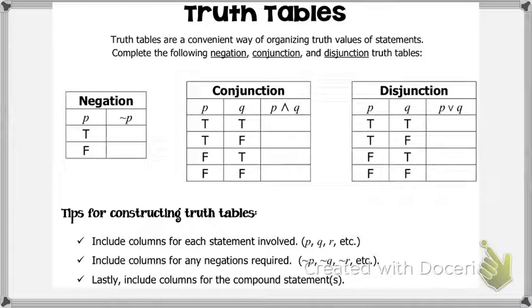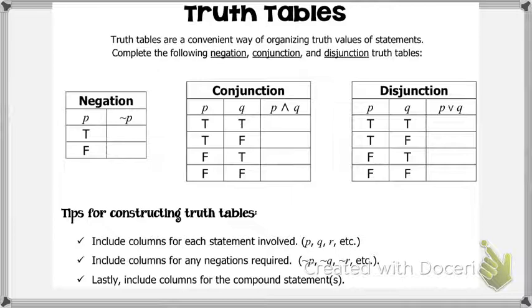Truth tables! This is a lot of formality, a lot of formal process, so paying attention to how we order things is going to be very important here. Truth tables are a convenient way of organizing truth values of statements. They become handy once you have pretty long propositional logic trains.